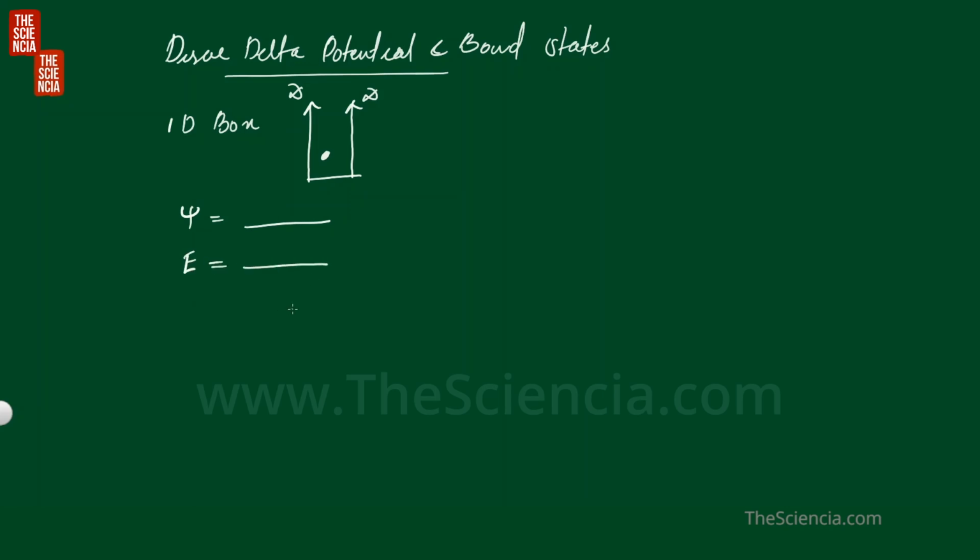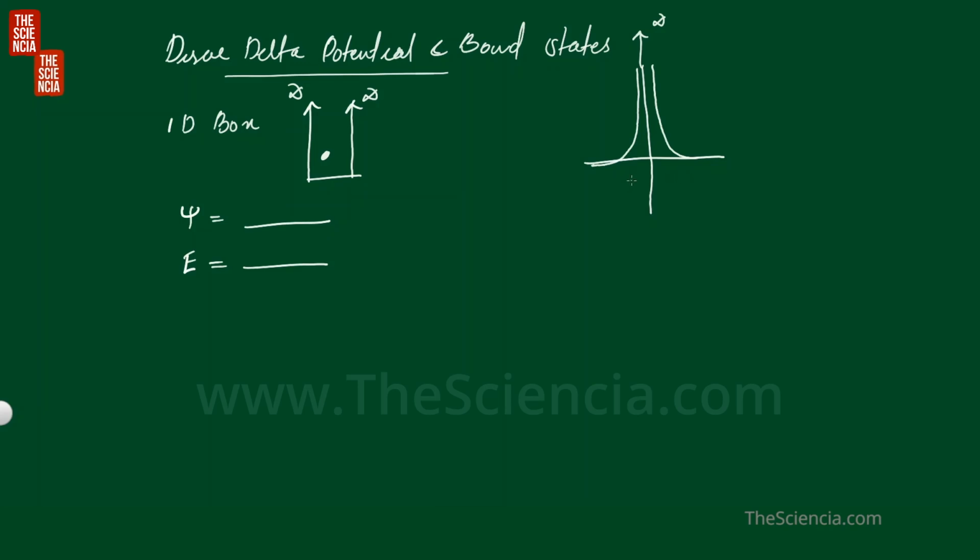Okay. Similarly, here we are going to find out the wave function and energy of a particle which is trapped in a Dirac delta potential. From the definition of the Dirac delta function, we know the graph will look like this one. See, this function goes up to infinity, but the area under this curve is equal to 1. Okay, now we are going to discuss a particle which is trapped inside this potential.